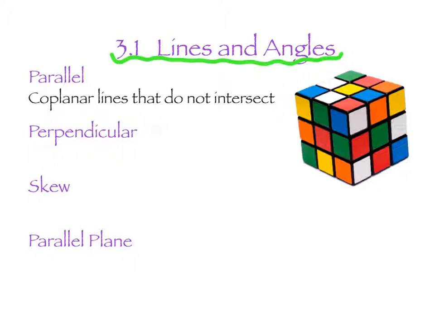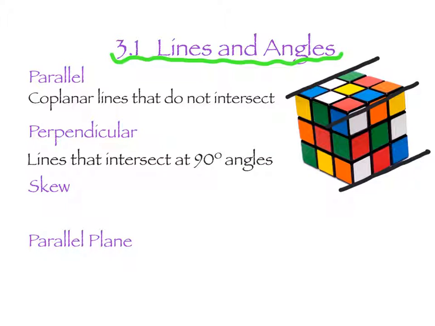This guy would be parallel to this guy. He would also be parallel to this guy. Those would be parallel lines. Perpendicular lines intersect at 90-degree angles. Examples of perpendicular lines would be this guy and this guy are perpendicular. This guy and this guy are perpendicular. This guy and this guy are perpendicular.